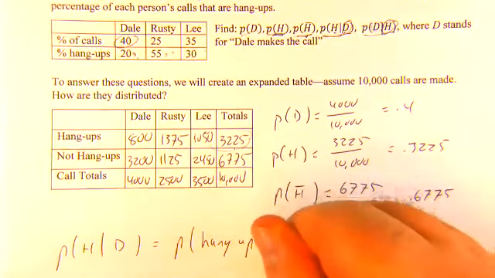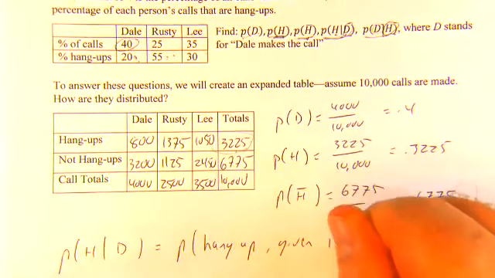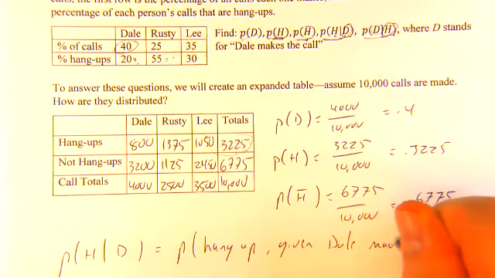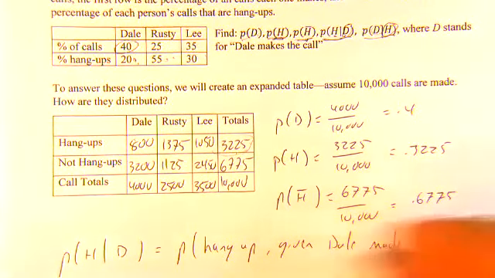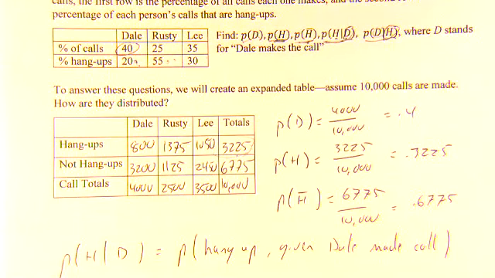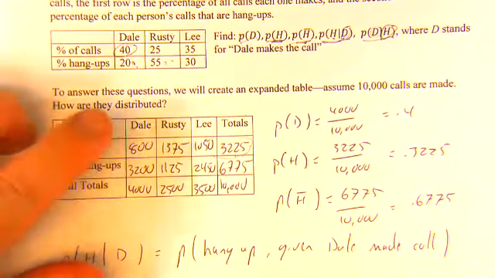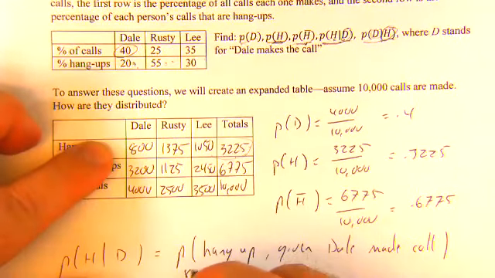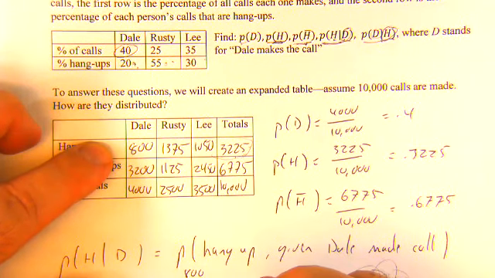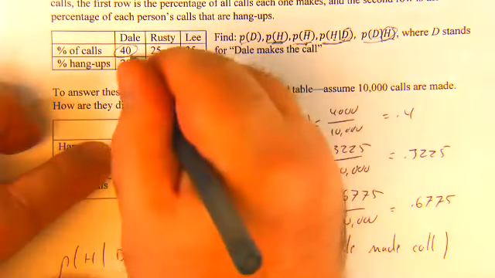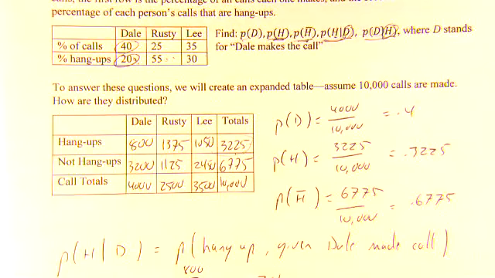What's the probability of H given D? Probability of a hangup given that Dale made the call. This is asking what percentage of Dale's calls were hangups. And so Dale made 4,000 calls, 800 of them are hangups, and that's 0.20. And we knew that, so that's not any new data.